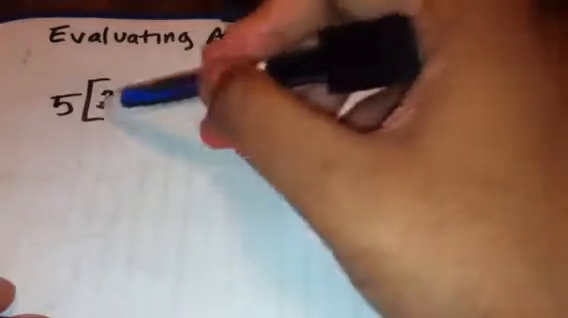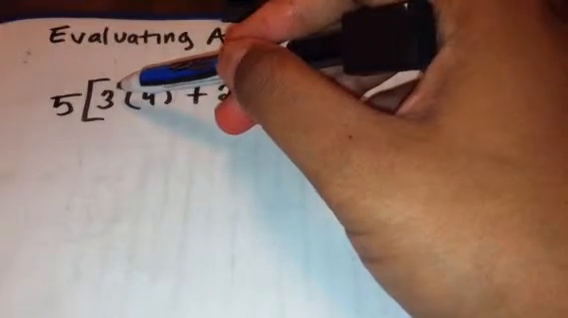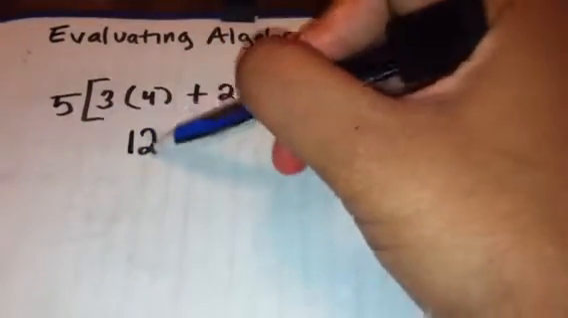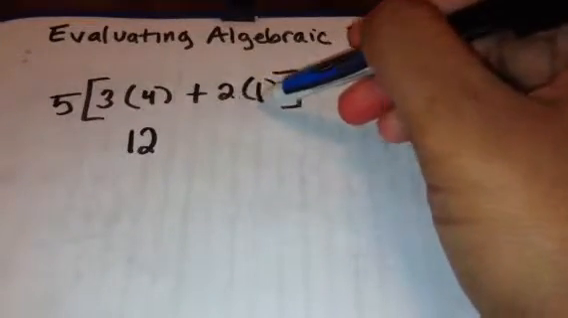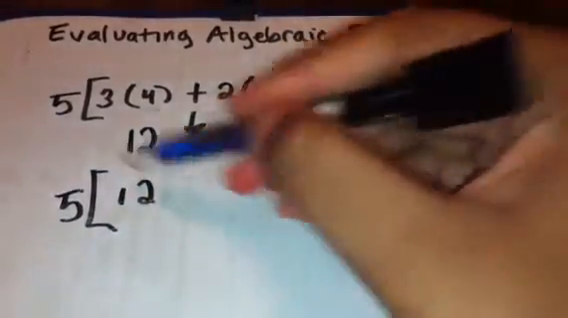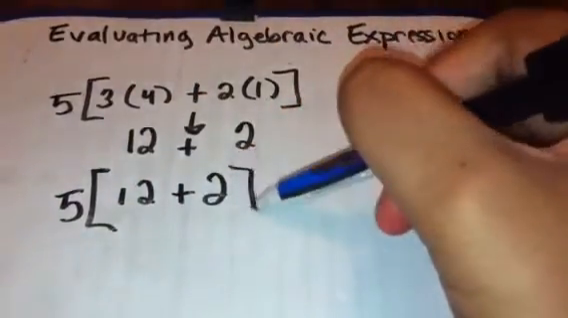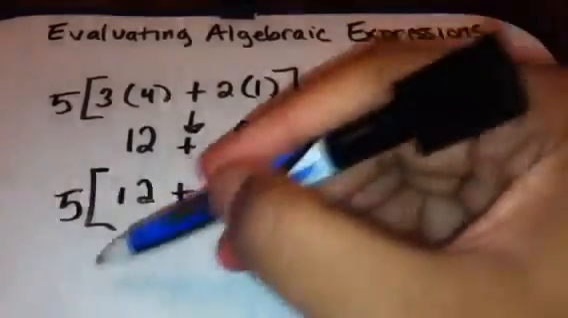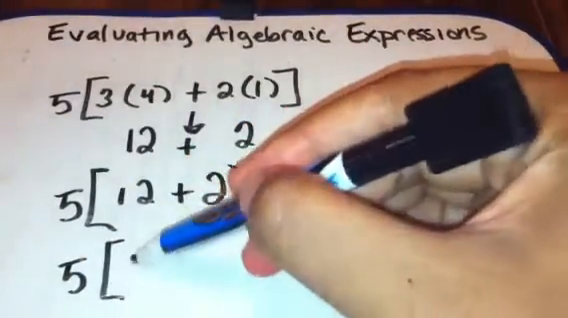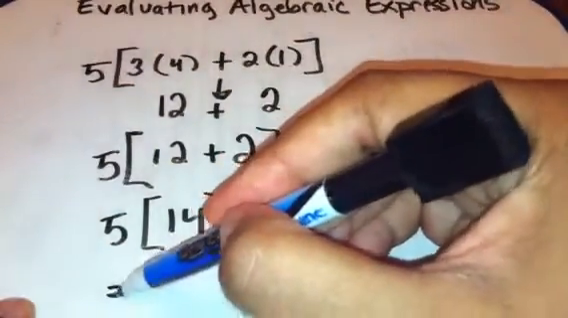So we'll look around. Well, what's next to it? A 3 is right next to the 4. There's no plus sign, there's no minus sign or anything. So what you're going to do is just straight up multiply that 3 times 4. And then what is this? This is a 2 times 1, which is 2. Bring the plus sign down. So now you have a 5 times, and the 5 is right next to that bracket, so it will be multiplication. 12 plus 2, and that's 5 times 14. And your answer is going to be 70.